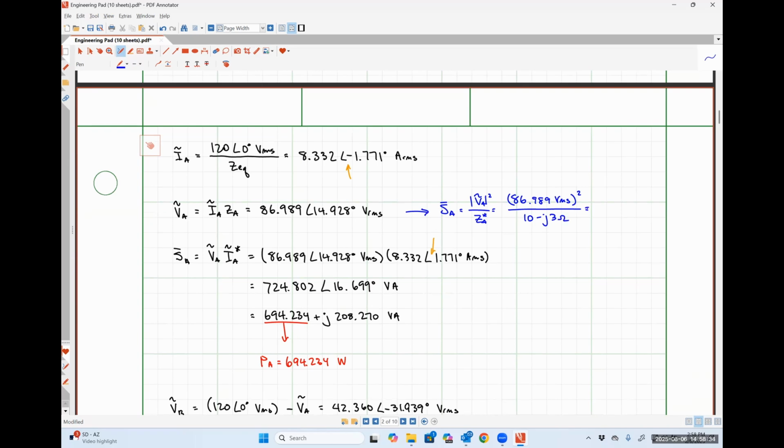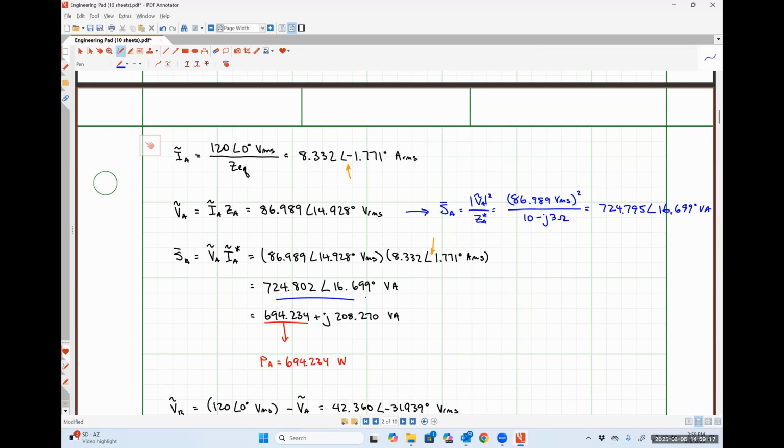Well, if I throw that into my calculator, I wound up getting 724.795 with an angle of 16.699 degrees volt amperes. So the exact same result as I got, but I didn't have to go through the extra step of finding the current or anything like that.